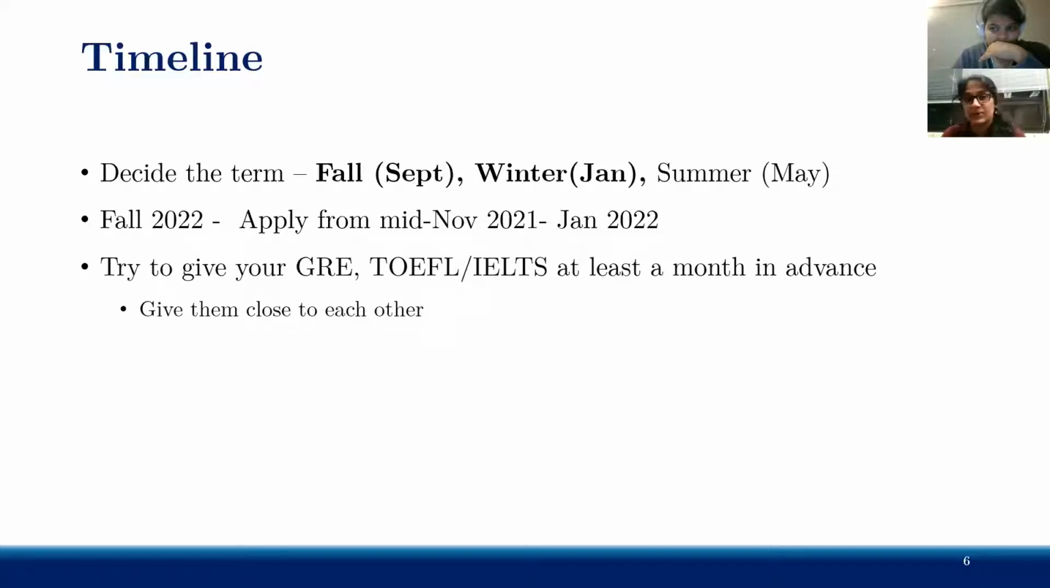Which means you have to try and get your GRE and TOEFL tests done at least a month in advance. So make sure you have your scores, you've done everything by, say, October. October is the latest. Do not delay it further than that.